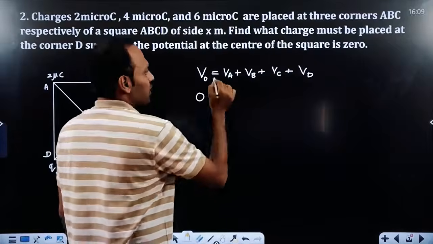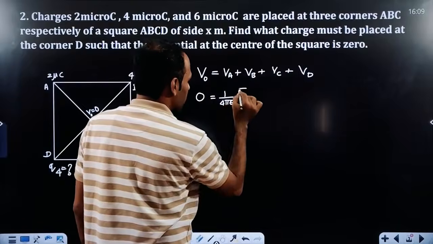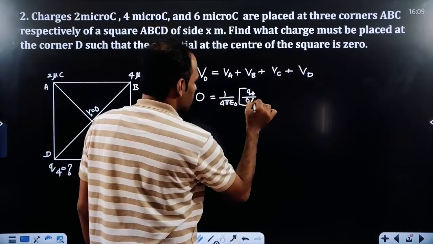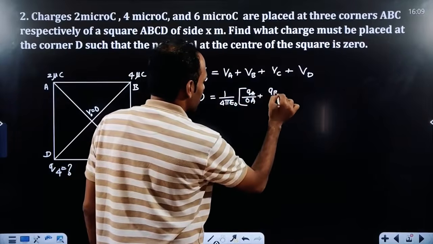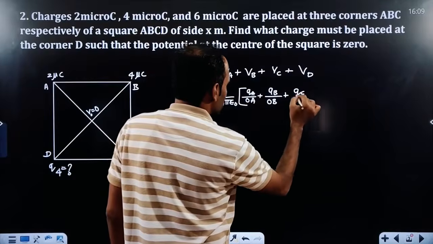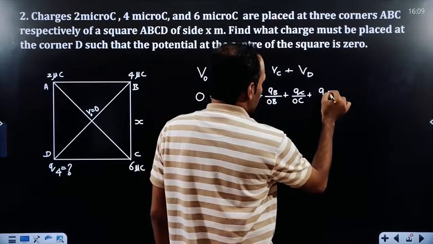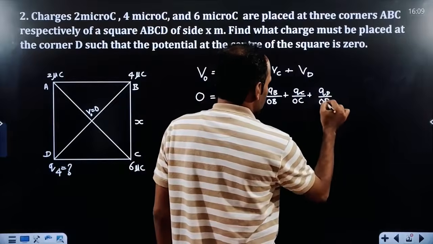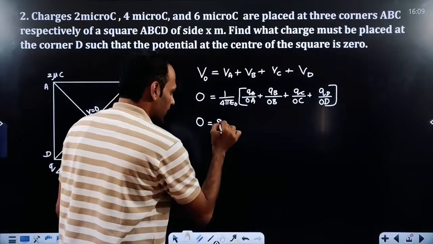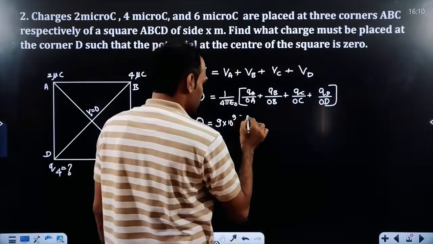0 equal to 1/4 pi epsilon naught into the bracket: charge at point A divided by the distance of that charge, plus charge at point B divided by the distance of that charge, plus charge at point C divided by the distance of that charge, plus charge at point D divided by its distance. Right? This is the formula. Next, 0 is equal to 9 into 10 raised to 9, but if you take it to this side, it becomes completely 0. We know that very well.